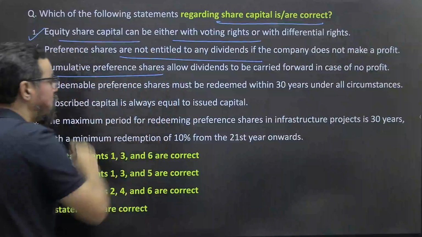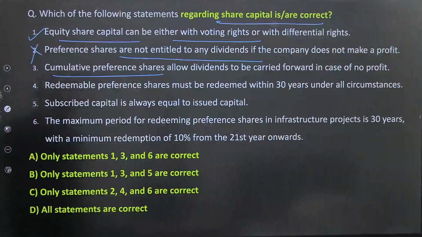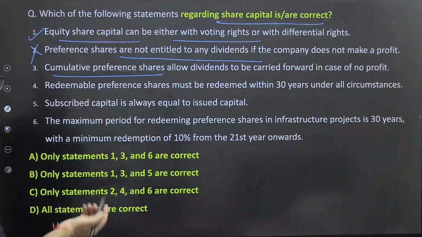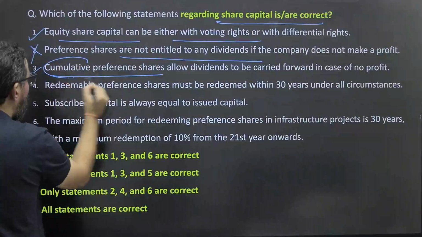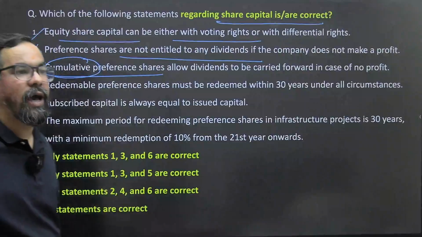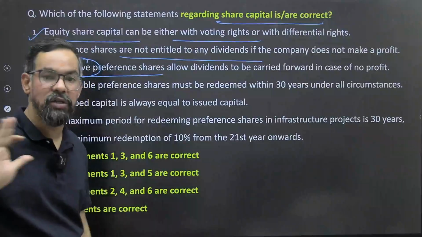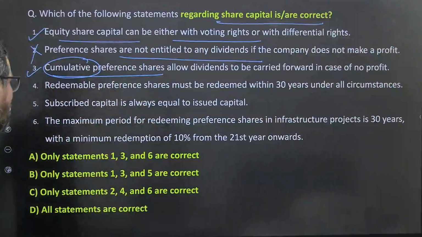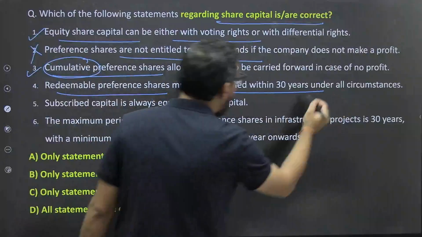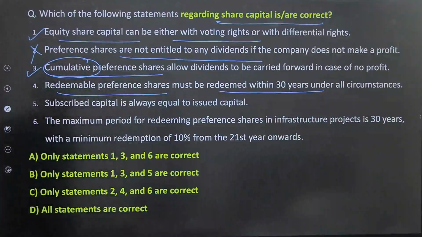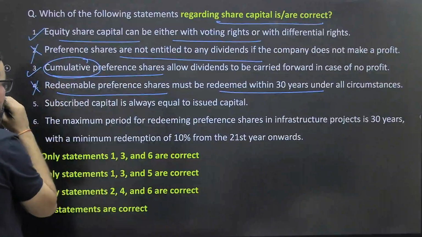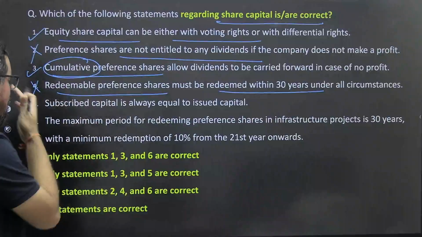Cumulative preference shares allow dividend to be carried forward in case of no profit. Okay, this is also correct. That's why they are generally called cumulative preference shares. If dividend may have been missed in the past year, that will be carried forward to the next year. Redeemable preference shares must be redeemed within 30 years under all circumstances. No, this is wrong. Not in all circumstances.